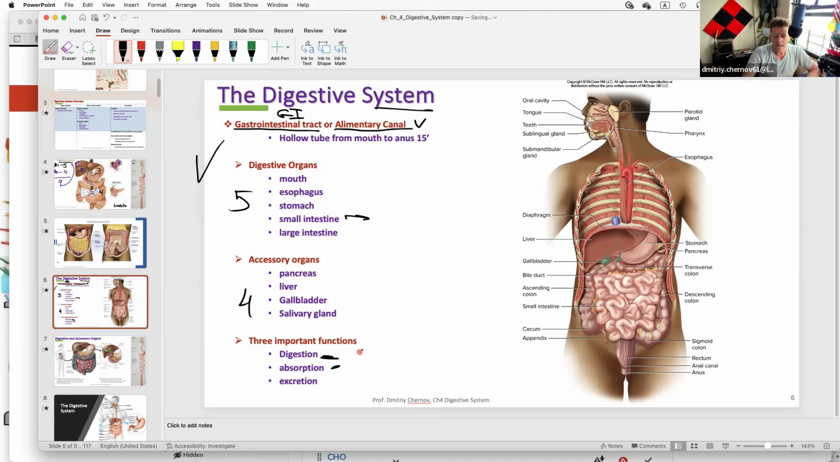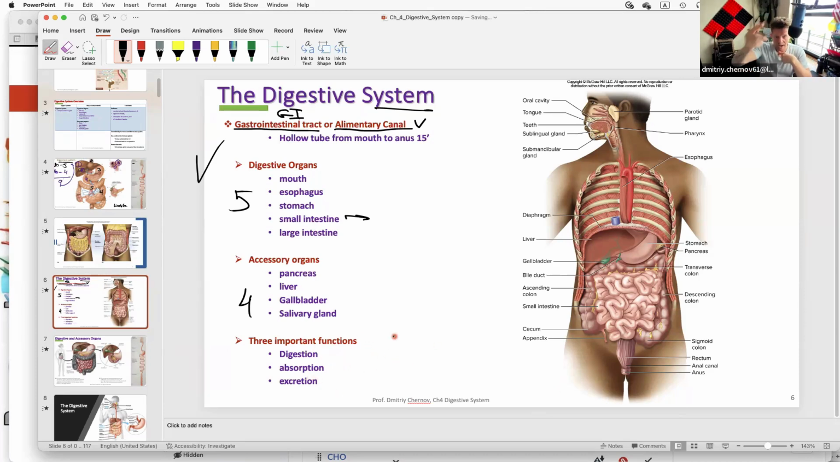So we will break down carbohydrate, protein, and fat, and then we will absorb it into the blood. And there's some waste, something that we cannot digest, and obviously cannot absorb. So that becomes waste, excretion. It will be taken out of the system. We will discuss what we can and cannot digest and absorb.